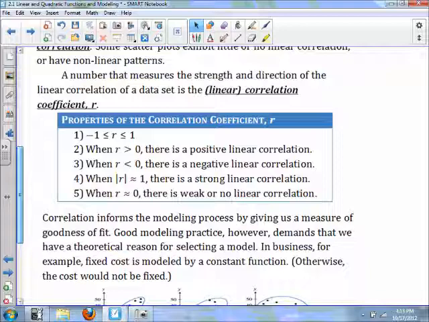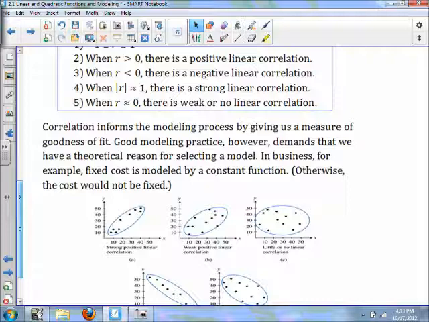Now, we've already talked about this, but it's good to talk about it again and get a better understanding of it. Correlation informs the modeling process by giving us a measure of goodness of fit. Good modeling practice, however, demands that we have a theoretical reason for selecting a model. In business, for example, fixed cost is modeled by a constant function. Otherwise, the cost would not be fixed. Also, if you think back to the homework in section 1.7, we had to figure out which type of regression would work for a certain data set. We'll get into that a little bit more as we move along.